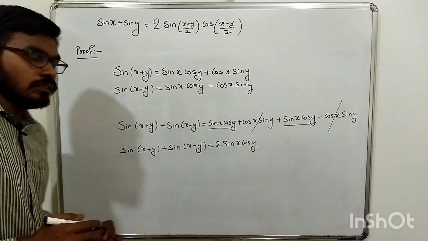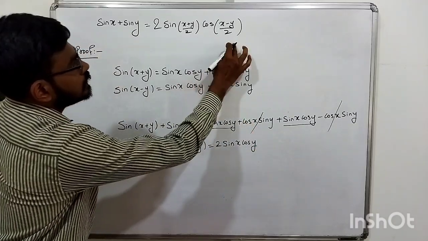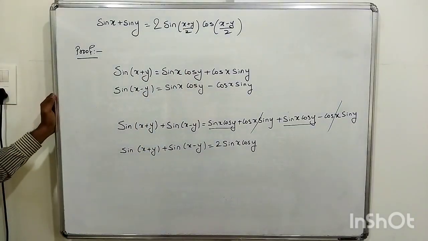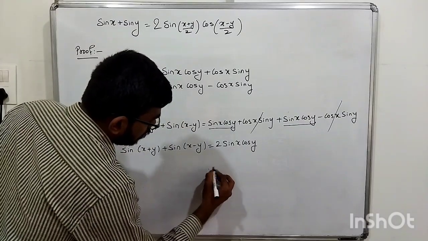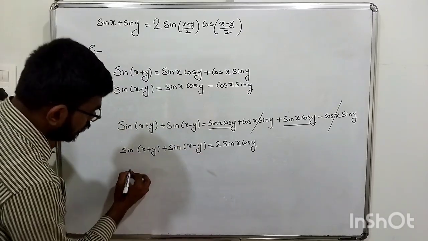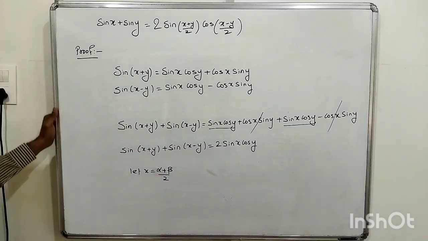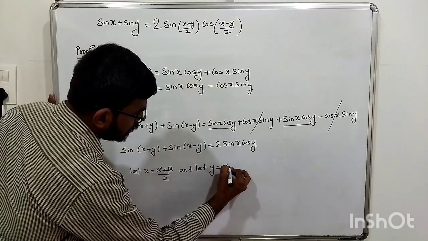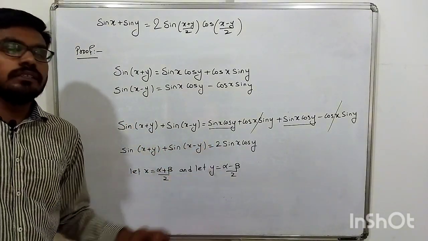Okay, so next what I'll do, see x and y are there, but we want terms like this. So the variable may be anything here. That's why in place of x I'll write alpha plus beta upon 2. Let x is equal to alpha plus beta upon 2, and let y is equal to alpha minus beta upon 2, where alpha and beta are some angles or some real numbers.